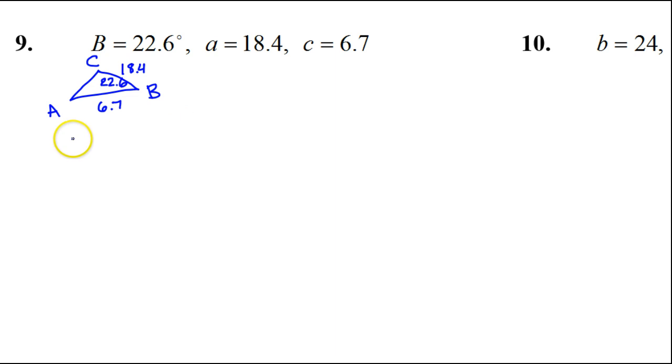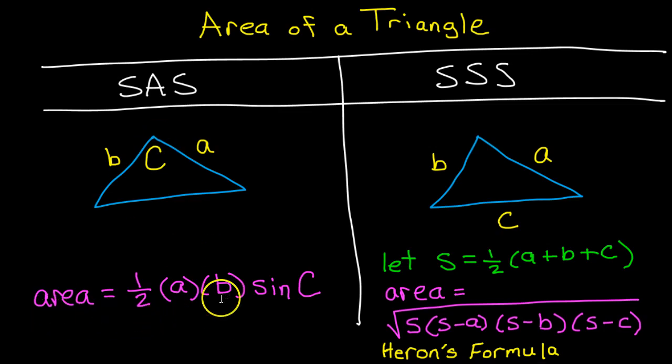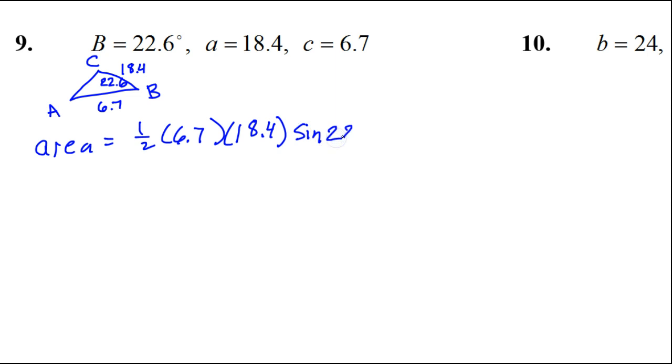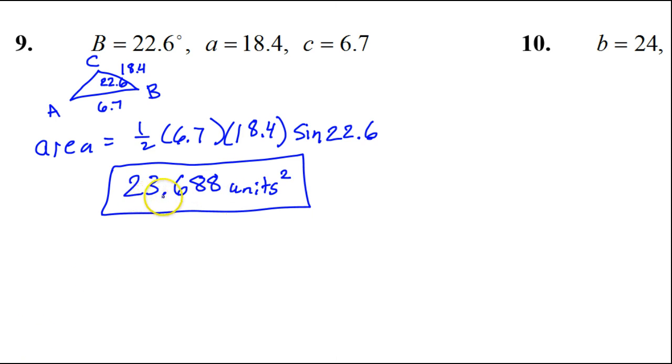So we should be able to use the formula for side, angle, side situation. So if I want to find the area, it's just going to be 1/2 one side times the other side times the sine of the included angle. So just put this in your calculator. And I'm getting 23.688 units squared.